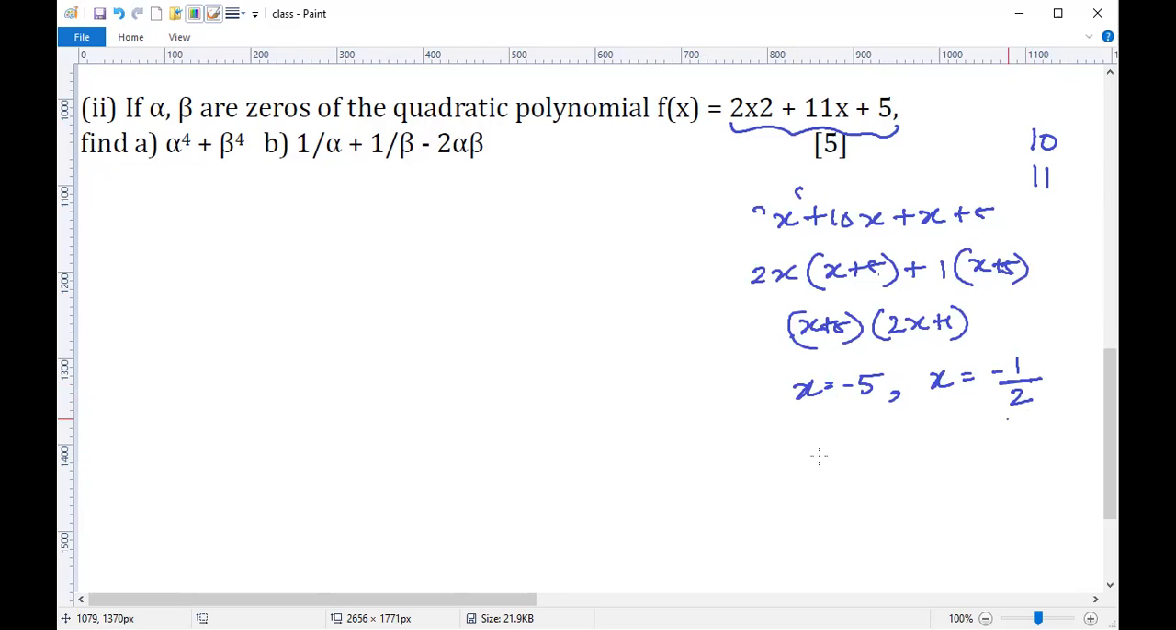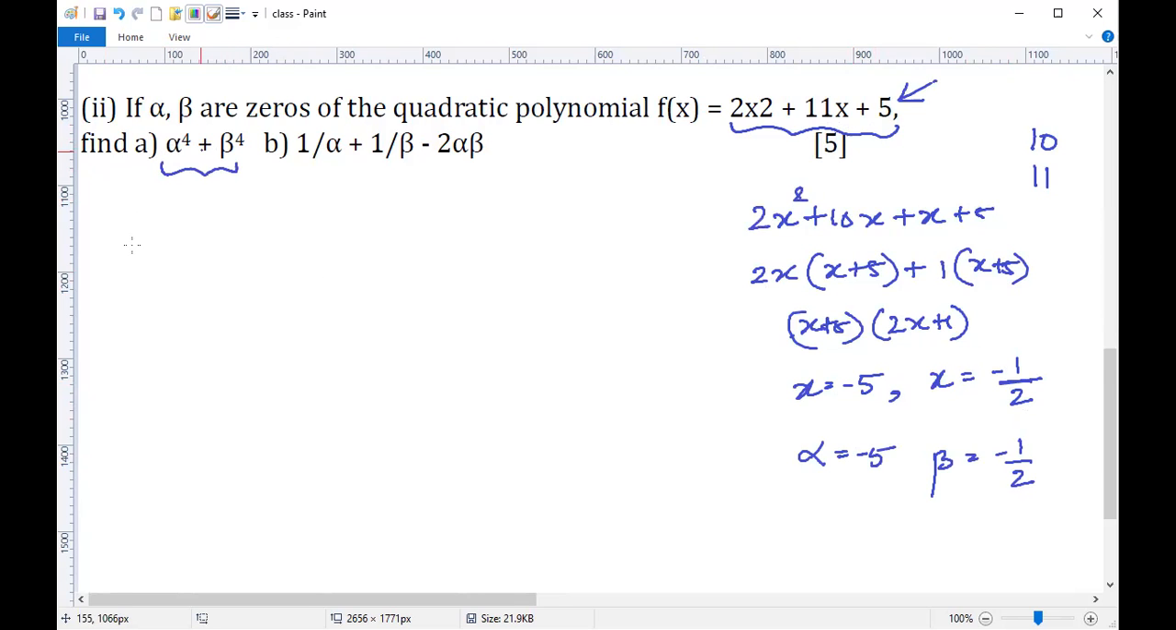So either straight, alpha is minus 5 and beta is minus half, you can just proceed, substitute and find the answer. This is one straight way of doing it. If in case splitting the middle term is possible, it is easy, you can do it that way. So you just substitute: in place of alpha, minus 5, and in place of beta, minus half. That way also you will get the answer. If they have given something where splitting the middle term is not possible, in that case you have to split it using the formula method.